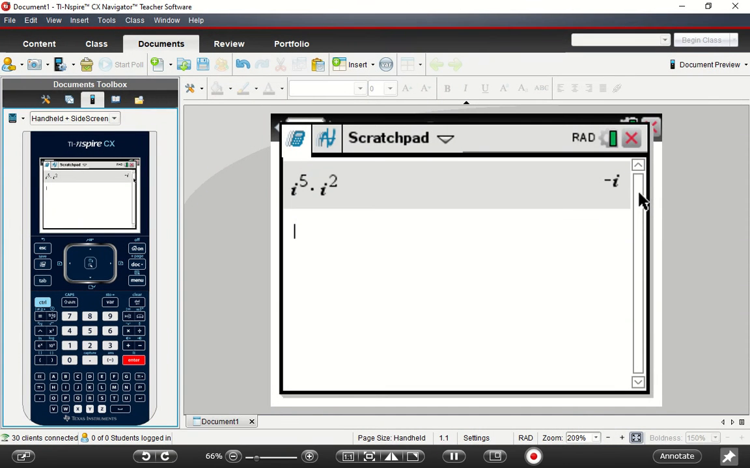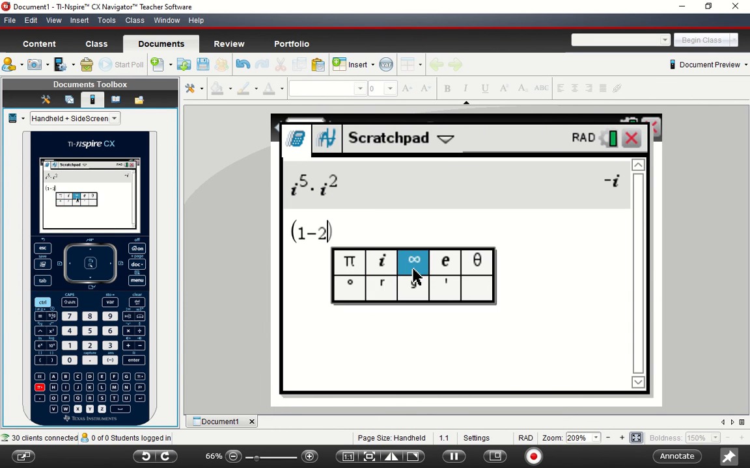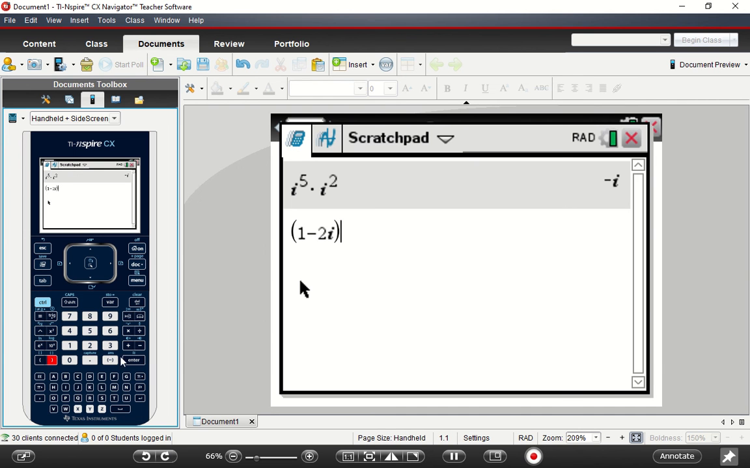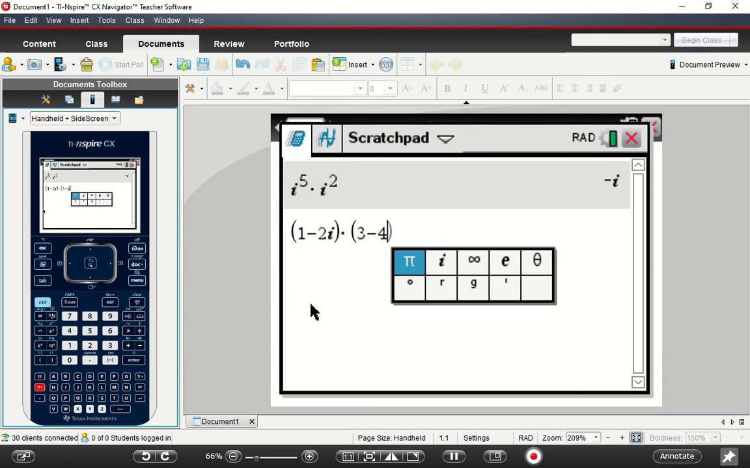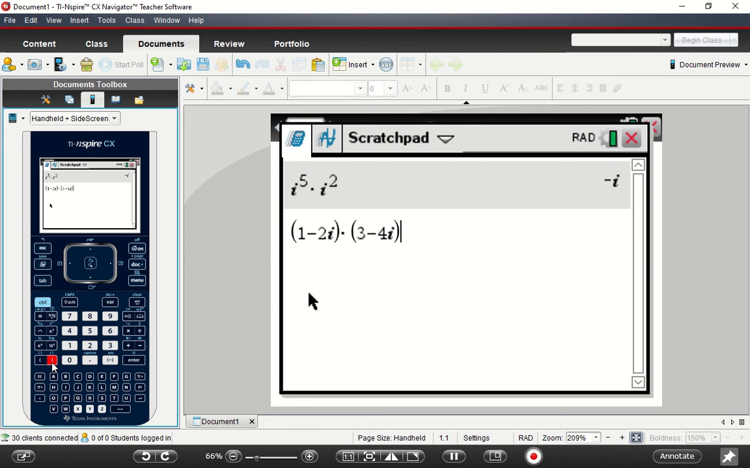All right, so let's see what Mr. Calculator says. Parentheses. My first one was 1 minus 2i. I'm doing letter A. So 1 minus 2i, close, times open 3 minus 4i, 3 minus 4i, close. There we go. Same thing I got. Negative 5 minus 10i.